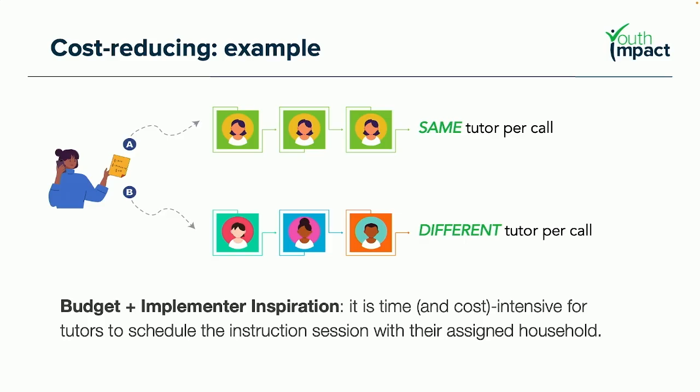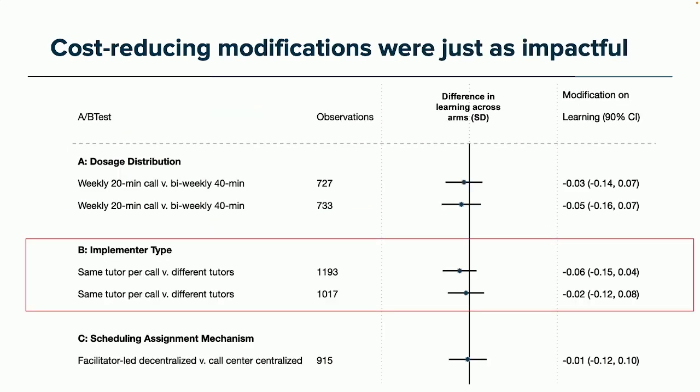So we had one test where we tried allowing a different tutor to call the kid each week. People were skeptical. They thought the relationship that you build is really important and would really improve learning. So this one was an open question. And then group B had a different tutor each week. And what did we find?